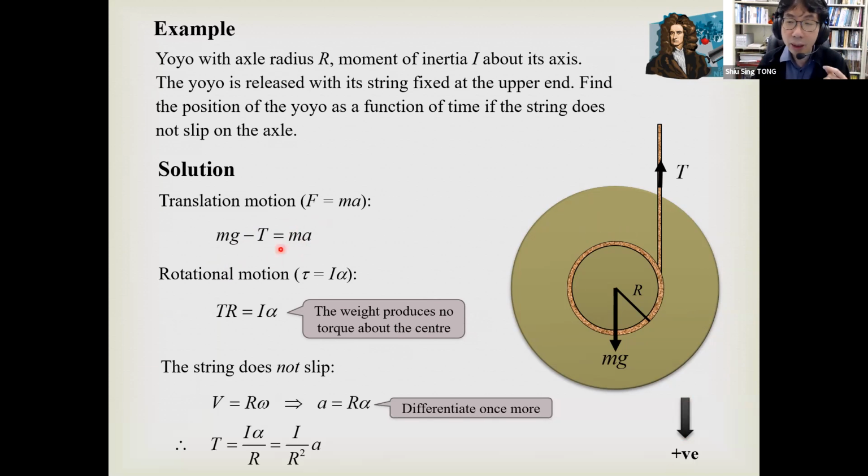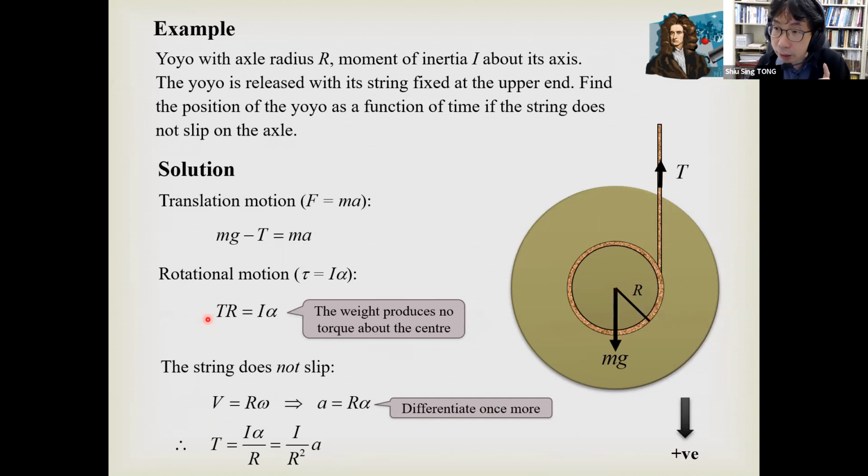Is that right? Now we study the rotational motion about the center of the yo-yo. The force of gravity produces no net torque because it acts directly at the center of the yo-yo, so its moment arm is 0, right? The torque depends on the force multiplied by the distance, that is the moment arm. But the moment arm is 0 because the gravity force acts directly on the axis, so we don't have that torque. But the tension force does produce a torque because its line of action is at a distance R from the axis of rotation.